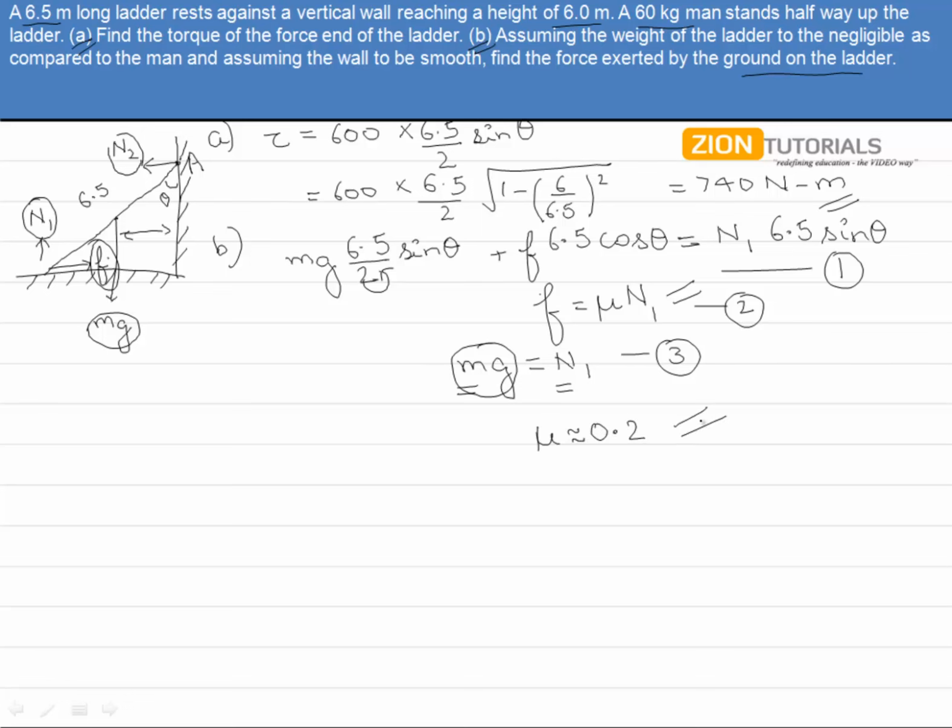Now we have to find the actual forces. So let us take the vertical force, which is equal to N1, and that is equal to the mg force, which is approximately 590 newtons, and let us take the horizontal force, which is due to the frictional force, and that comes out to be approximately 120 newtons.